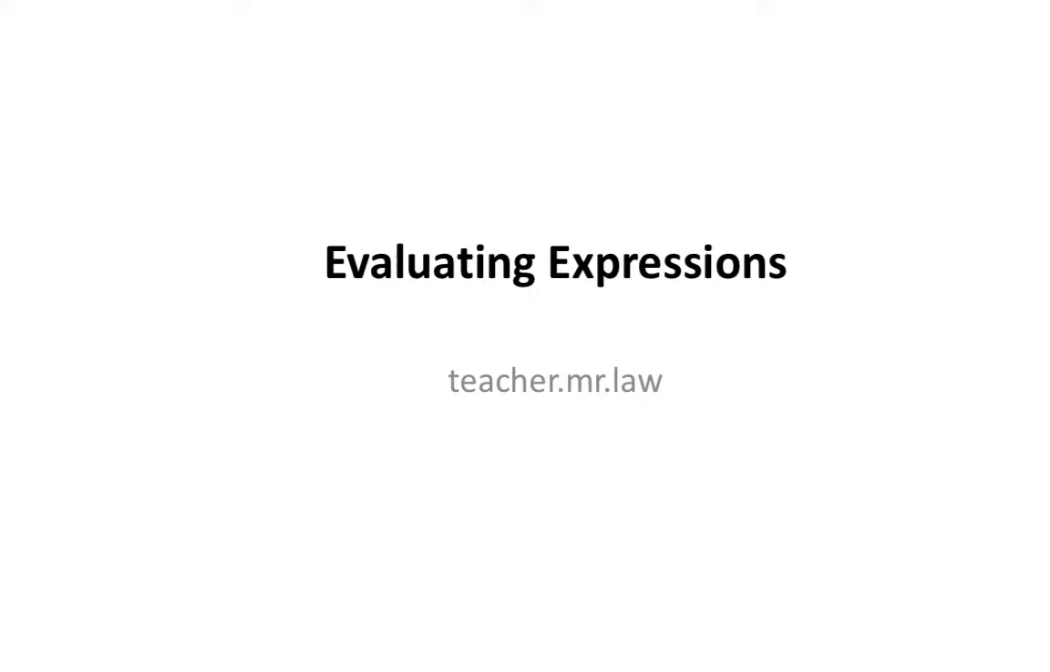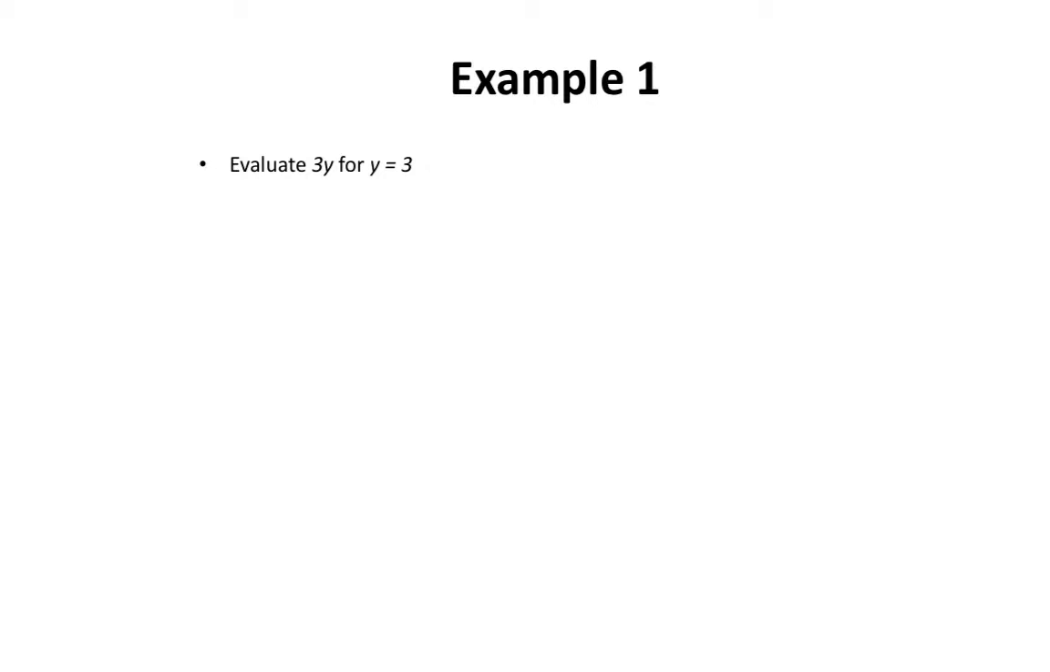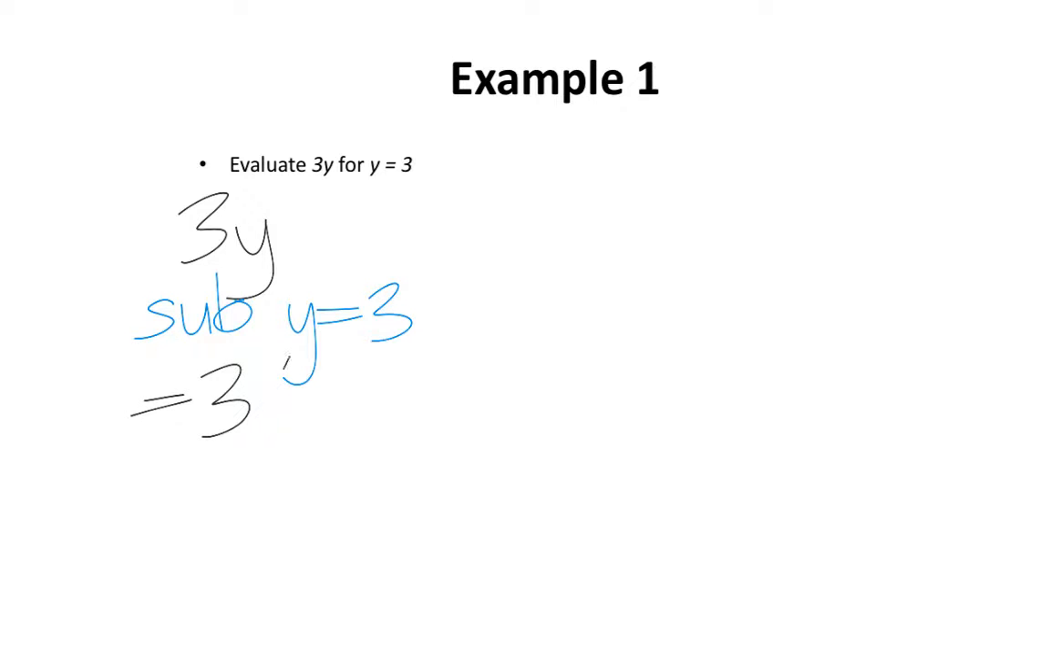In today's lesson, we'll be learning how to evaluate expressions. In our first example, we want to evaluate 3y for y equals 3. The first thing you want to do is rewrite the question. Next, we want to substitute in y equals 3. This means that we're going to replace the variable of y with 3 in brackets. So 3 times 3 is 9.